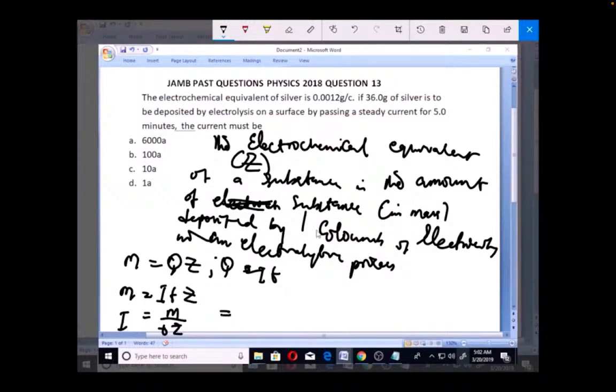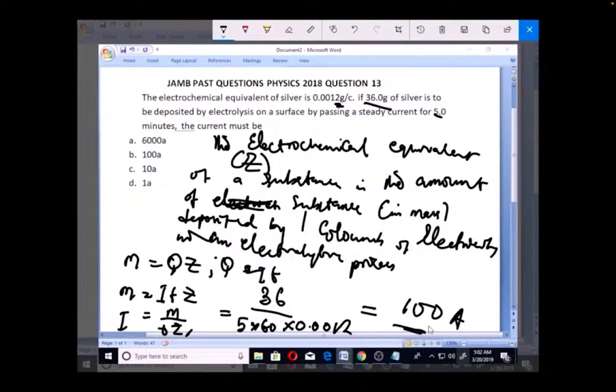So the current is equal to mass. Mass as we have here is 36 gram, 36 all over T. T is the time. We have T here as 5 minutes. We need to convert it to seconds, so it's going to be 5 times 60, times Z, which is the electrochemical equivalent, which is 0.0012. So if we press our calculator to solve down, we are going to find out that we have 100 amperes. And that is the final answer, B.